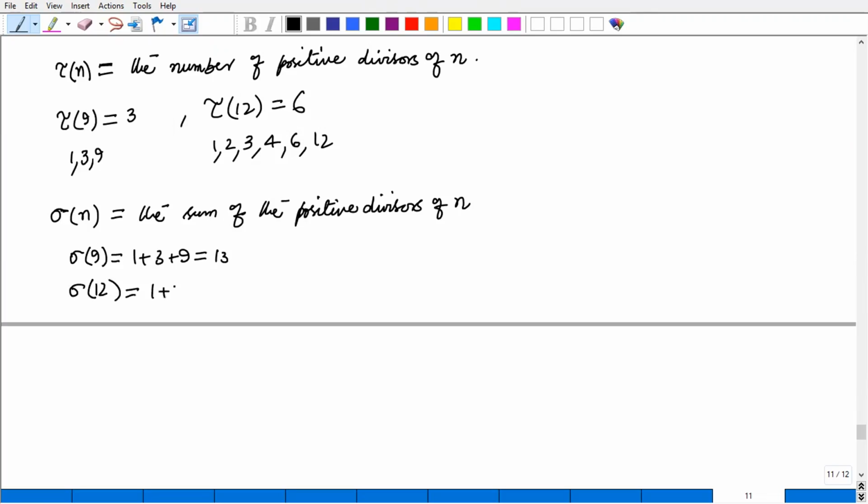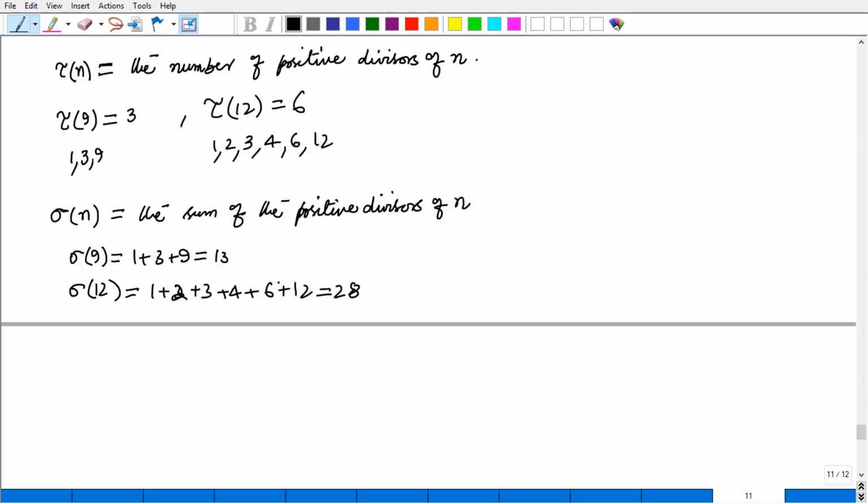So this is 1 plus 2 plus 3 plus 4 plus 6 plus 12. So 1 plus 2, 3, 3 plus 3, 6, then 10, 16, 16 plus 12 is 28. So this is 28. Okay.